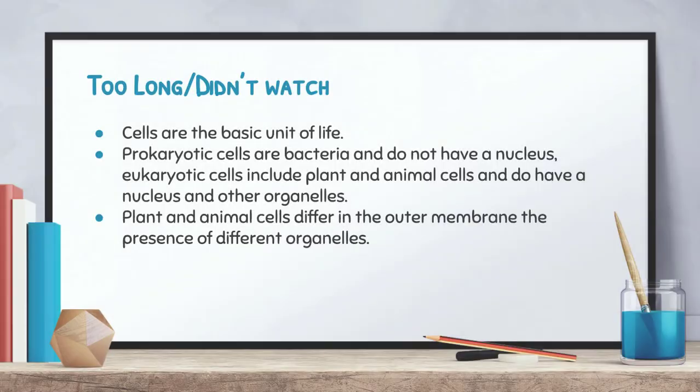So that's basically it for different types of cells, but just keep in mind that cells are the basic unit of life. Prokaryotic cells include bacteria and do not have a nucleus, and eukaryotic cells include things like plant and animal cells and do have a nucleus along with other membrane-bound organelles. Plant and animal cells differ in the outer membrane and the presence of different organelles, so keep that in mind, despite the little typo you see at the bottom here.